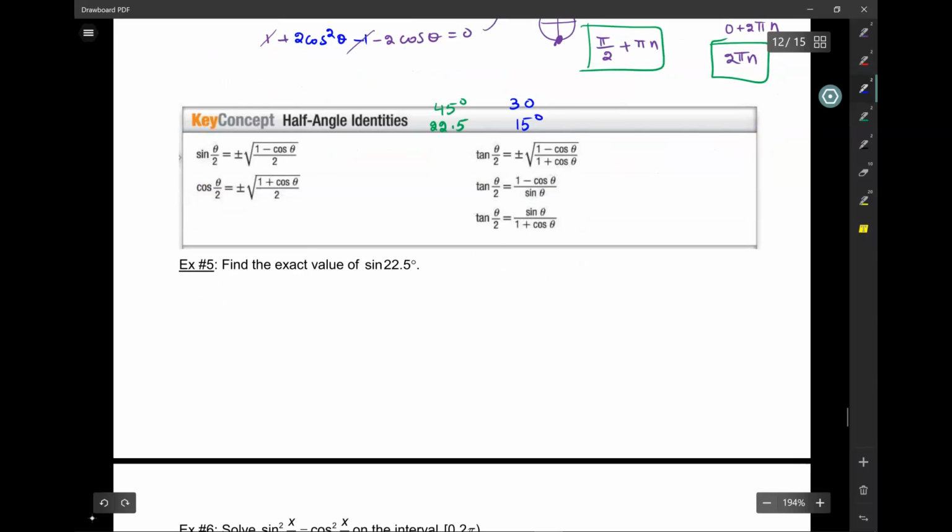So the half angle identities are these. Now, you have sine of theta over 2, okay, equal to 1 minus cosine theta, and so on, divided by 2. Now, these are for the half angles. It's important to know that the theta in here is the full angle.